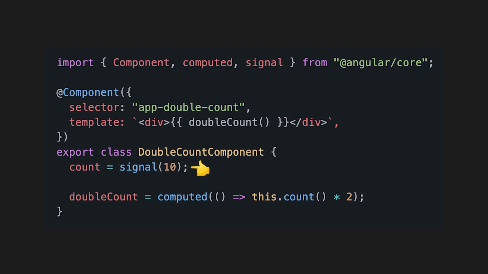Here, we initialize a reactive signal called count with the value of 10. Instead of manually computing a new value, we define doubleCount using Angular's computed function. This creates an automatic dependency on count. Any change to count instantly updates doubleCount, keeping our template in sync effortlessly.